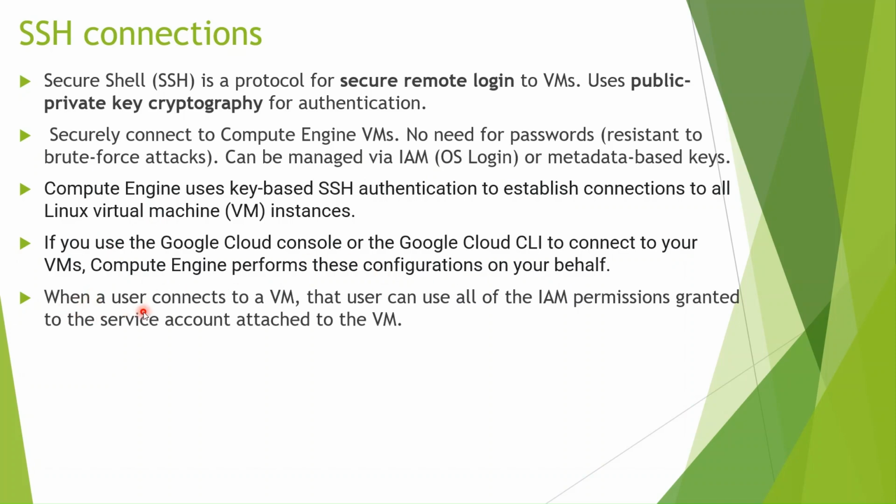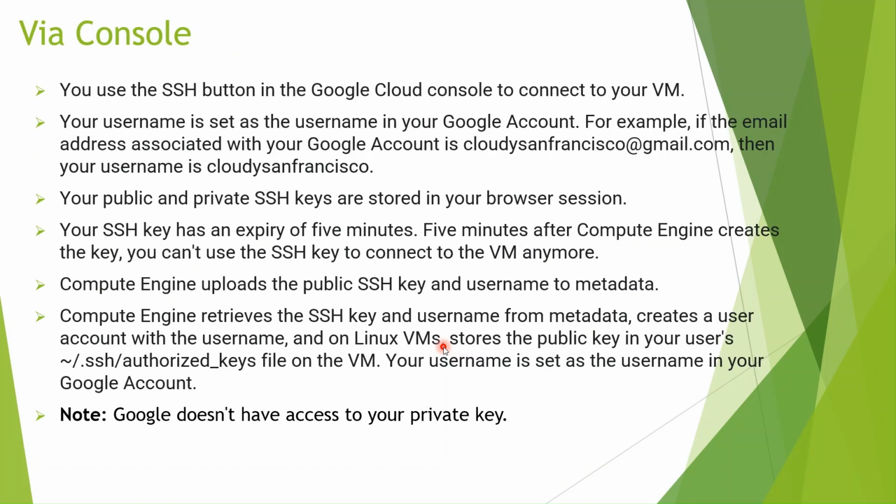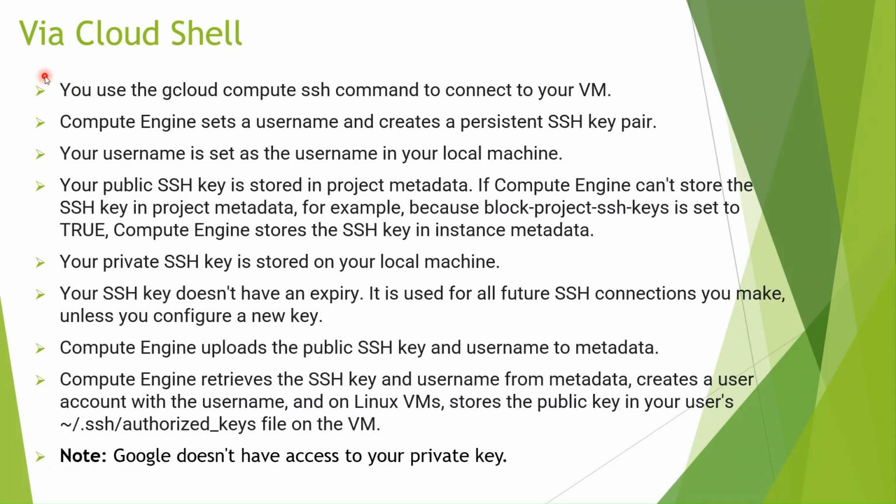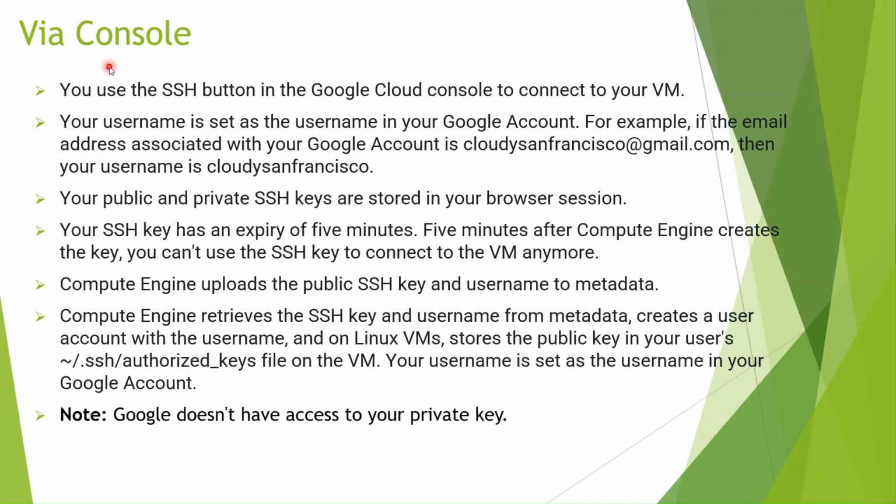Also, we have to make sure that when a user connects to a VM, that user can use all of the IAM permissions granted to the service account attached to the VM. Suppose you have a VM with an editor role, like the Compute Engine default service account, which always has an editor role. If you give any permission to a user, once he logs in, he can do all the things that the editor can do. So we have three methods. I will cover all three: via console, via Cloud Shell, and via third-party tools.